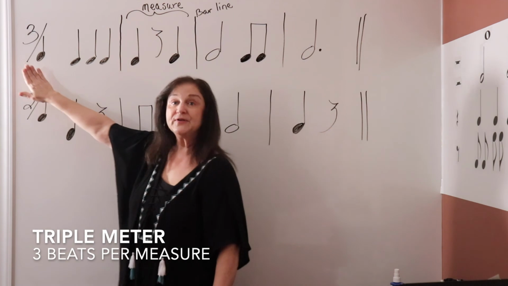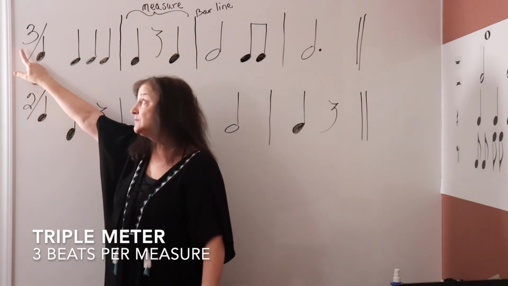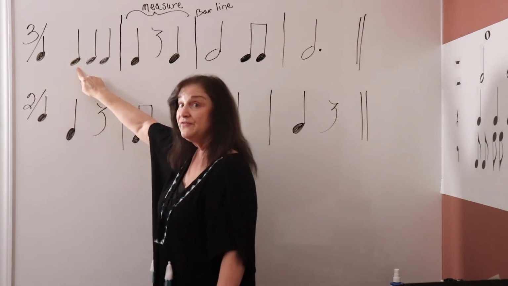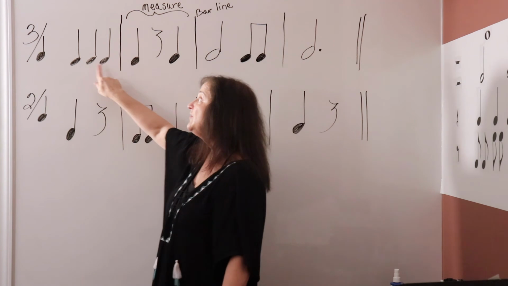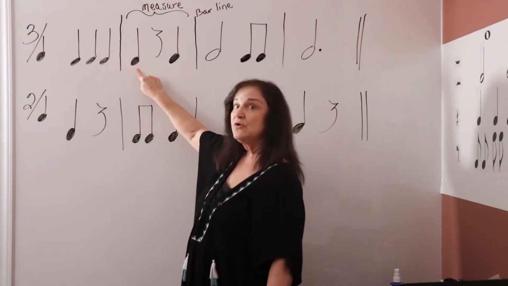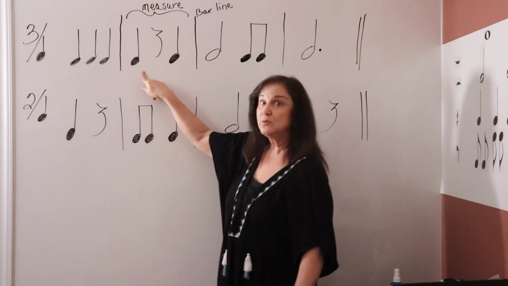Now we're going to look at meter in 3, the triple meter, where there are 3 beats to a measure, and that quarter note gets 1 count, 1 beat. And here we have quarter note, quarter note, quarter note. Each one of these is 1, so that measure adds up to 3 beats. Here's a quarter note, quarter rest, quarter note, 1, 1, and 1 equals 3.